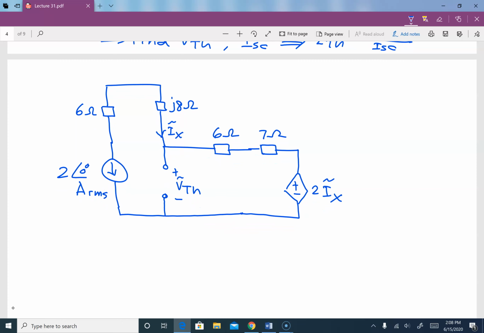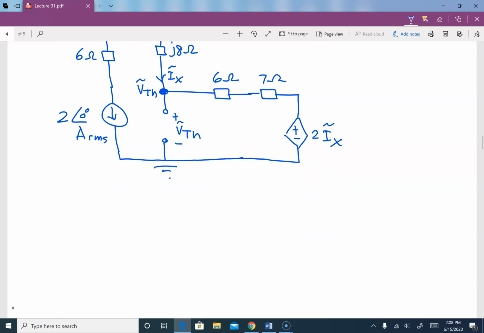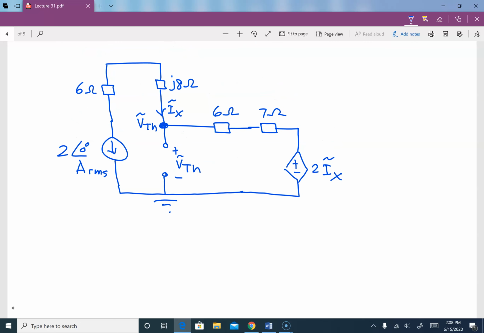So if that is VThevenin and this is, let's say, our ground, then this node we can call VThevenin. So now we can say VThevenin minus 2Ix divided by 6 plus 7, that is 13 ohm. So we found the current flow in here.